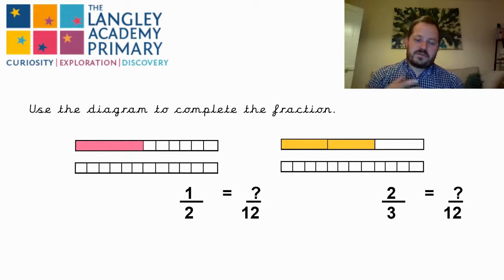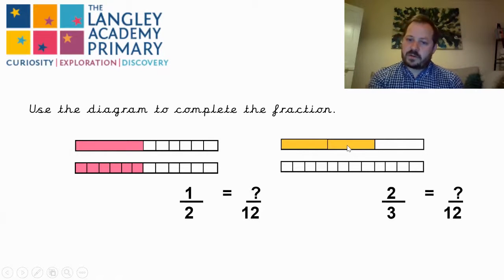Okay, so the first thing to do would be on the bar underneath, check you've got your 12 parts. So 1, 2, 3, 4, 5, 6, 7, 8, 9, 10, 11, 12. So I know I've got 12. So if I colour in the same amount as the half, which is already coloured in here, and then I count how many we need. We need 1, 2, 3, 4, 5, 6. So our half is equal to 6/12.